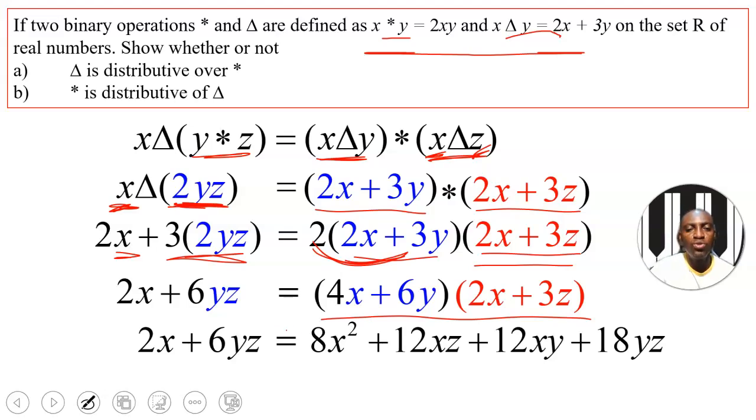And so our conclusion is that since the left hand side is not equal to the right hand side, then we'll say that the operation triangle is not distributive over operation star. For this very question, operation triangle is not distributive over operation star. Let's look at the other way around, the B part, which says that we should also determine whether operation star will be distributive over operation triangle.